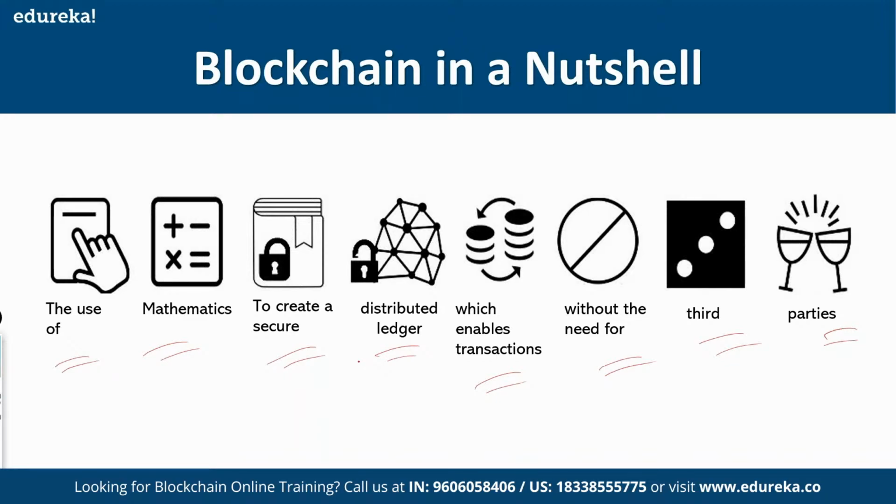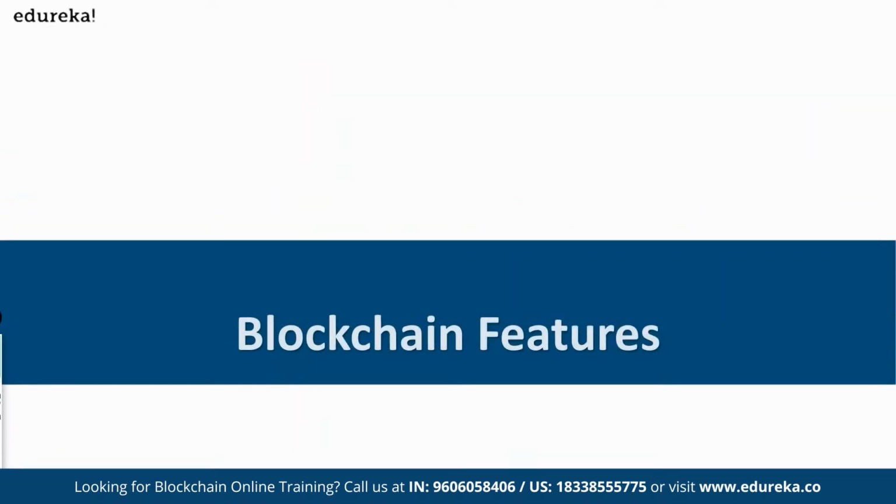So we are using some hashing and cryptography mechanisms, and we are taking advantage of a distributed ledger which would do the transactions without the involvement of any third parties or intermediaries. Okay, this is in a nutshell about the blockchain technology.